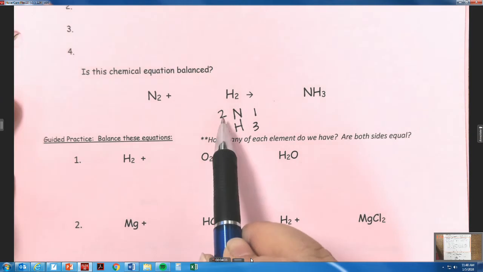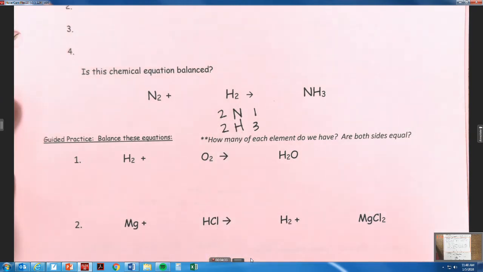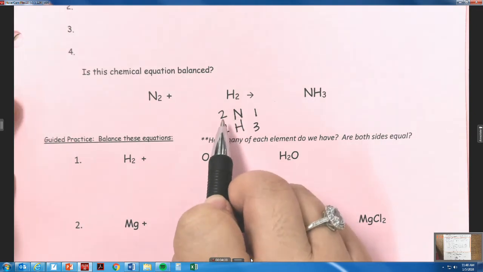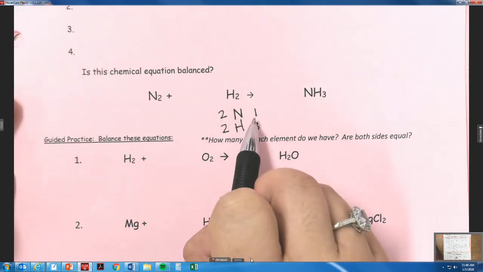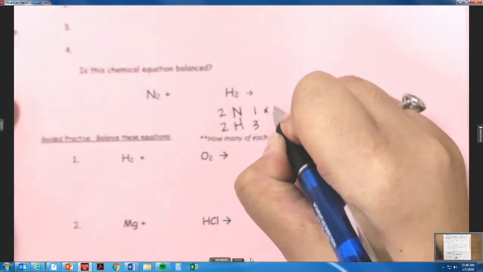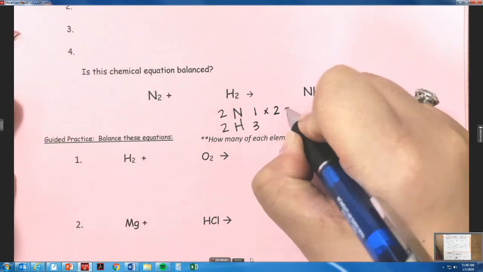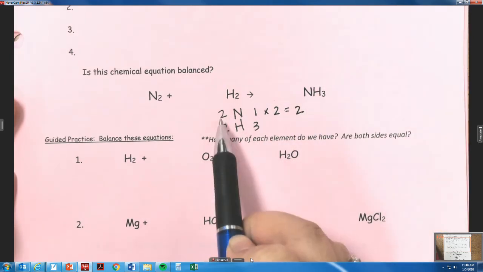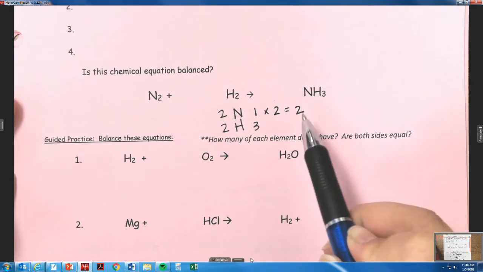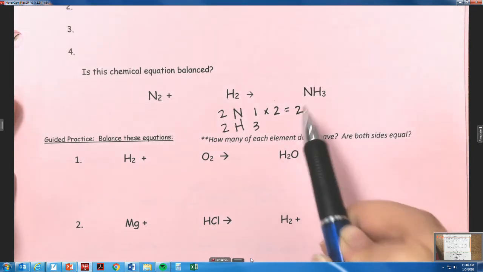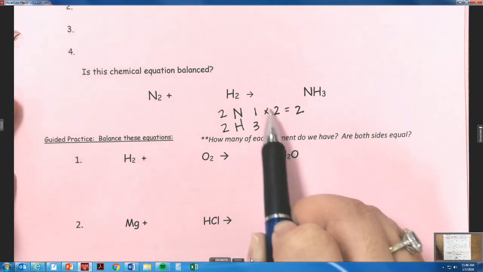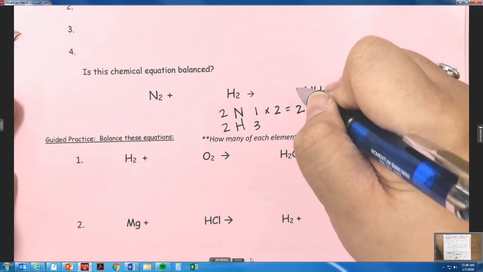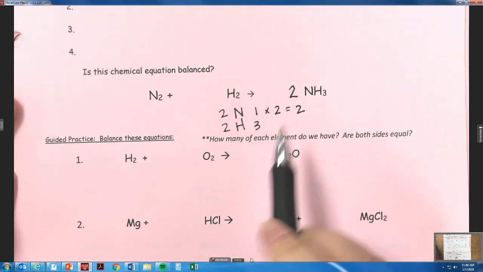To balance our equation, we're going to have to multiply. In the case of nitrogen, we have 2 nitrogens on our reactant side, but only 1 on our product side. So that means we're going to have to multiply by 2 to make this even. That way we have 2 nitrogens on our reactant side and 2 nitrogens on our product side. Whatever you multiplied with, we multiplied by 2, that's going to become your coefficient now for your product side.